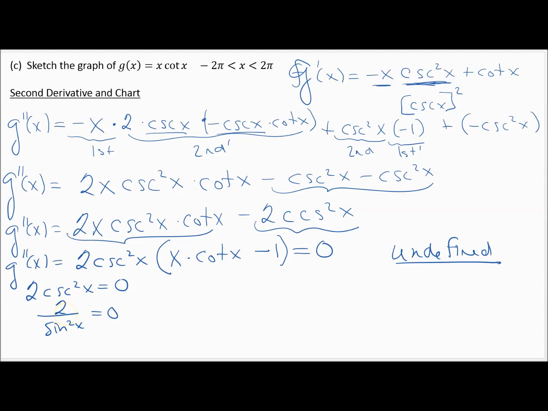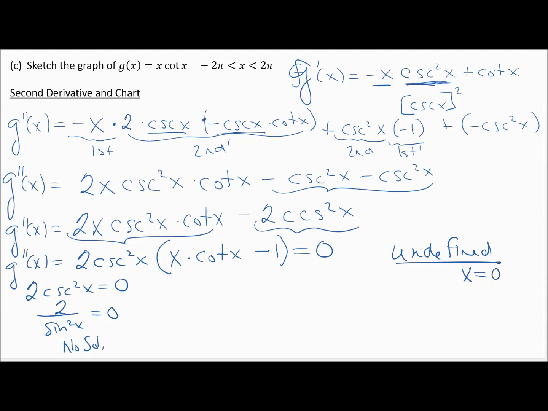Okay, so at x equals 0, I'm going to move it over here on the undefined list. We know this part of the factors of our second derivative, that factor of the second derivative is undefined. But I can't set it equal to 0, so I don't get any solution for that factor equal to 0.